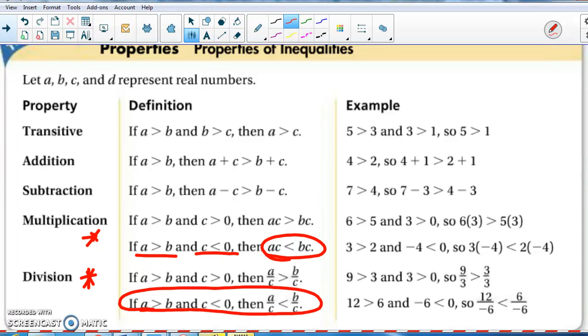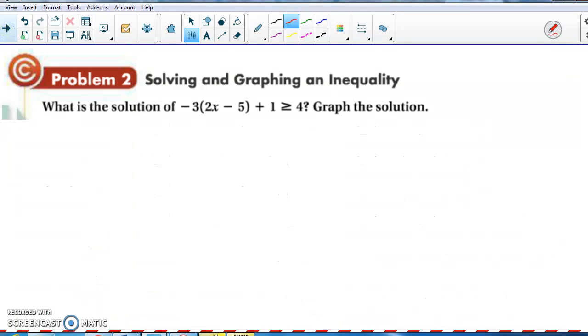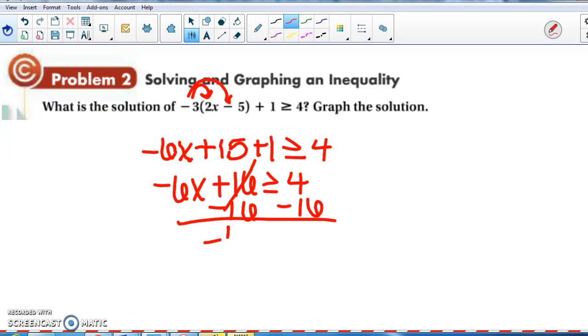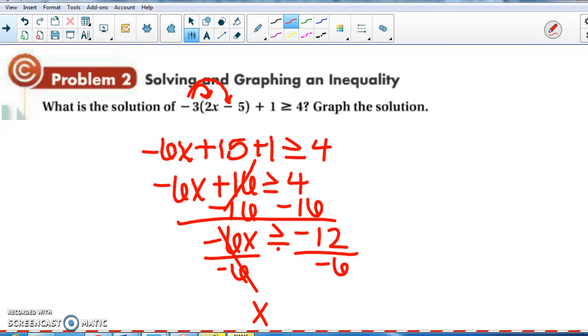So if we're dividing or multiplying both sides of our inequality by a negative number, we have to flip our inequality sign. What is the solution of negative 3 times 2x minus 5, plus 1, is greater than or equal to 4? Then we have to graph our solution. So I'm going to distribute: negative 6x plus 15 plus 1 is greater than or equal to 4. Negative 6x plus 16 greater than or equal to 4. Subtract 16. Negative 6x is greater than or equal to negative 12. Now I'm dividing by negative 6. When I'm dividing by negative 6, I get x, and instead of greater than or equal to, here I'm going to put less than or equal to. Negative 12 divided by negative 6 is 2.